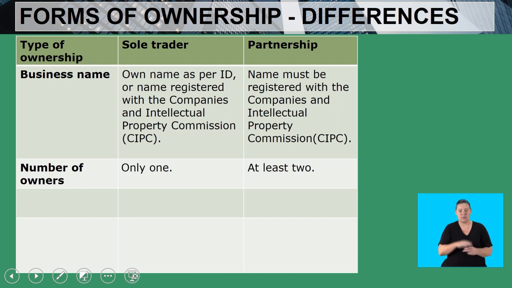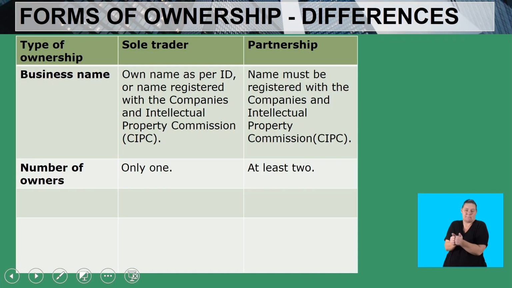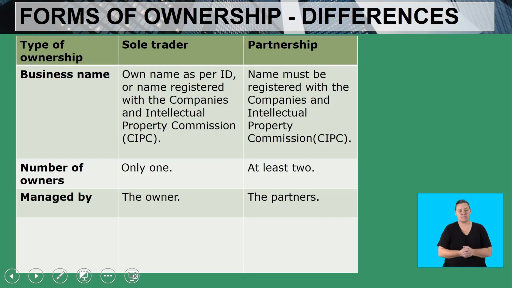Number of owners. There's only one owner under sole trader, and a partnership has to have at least 2 partners or more. It cannot be 1 because now we are referring to a partnership. A partnership consists of partners, and the partners own the partnership as there are 2 or more. Managed by: the sole trader is managed by the owner because he's alone, and the partnership can be managed by the partners.